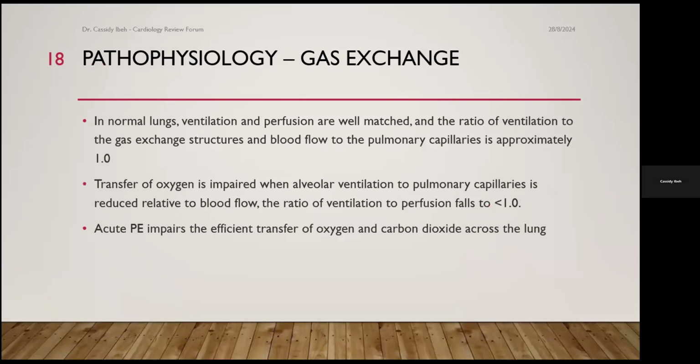Now, looking at gas exchange, as you all know, in normal lungs ventilation and perfusion are well matched, and the ratio of ventilation to the gas exchange structures and blood flow to the pulmonary capillaries is approximately 1. So transfer of oxygen is impaired when alveolar ventilation to pulmonary capillaries is reduced relative to blood flow. So the ratio in this case will fall to less than 1. Now, in acute PE, there's impairment of this efficient transfer of oxygen and carbon dioxide across the lungs.